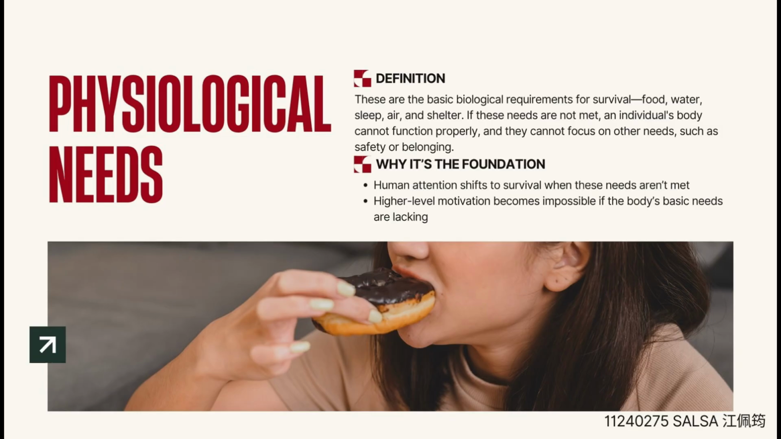Now let's move to the first level, which is physiological needs. Physiological needs are the most basic needs for human survival. These include food, water, sleep, air, and shelter. Maslow placed this level at the bottom of the pyramid because without these needs, the human body cannot function properly. This level is important because when physiological needs are not met, people cannot concentrate on anything else. Their mental focus becomes survival.